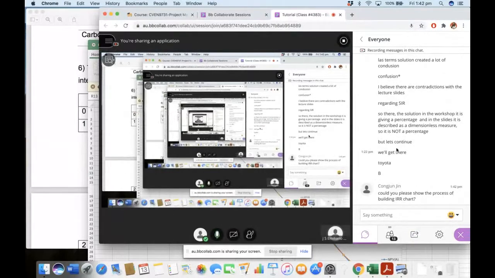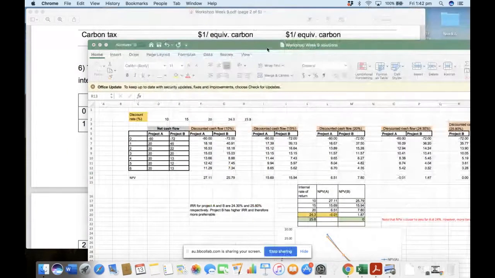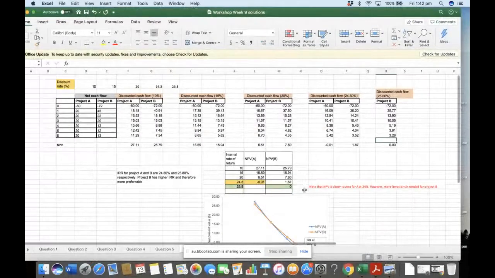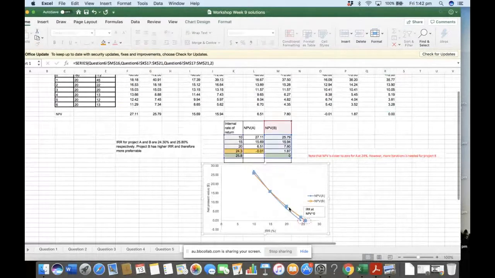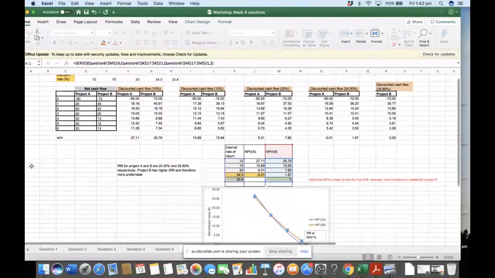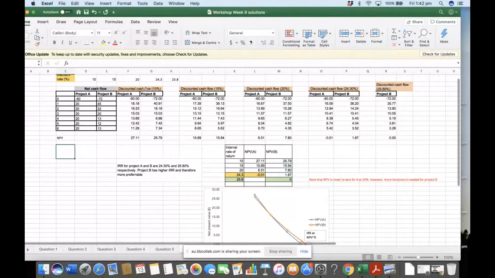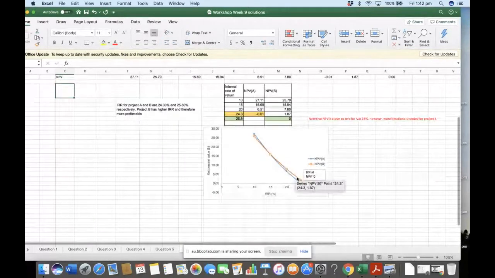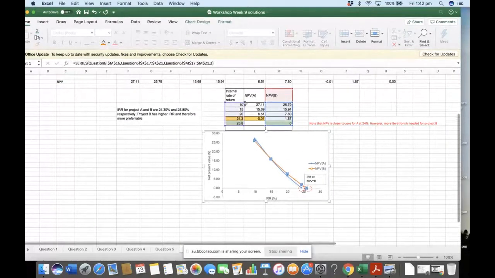Could you please show the process of building the IRR chart? Okay, hang on. So what you can do is, let me just click on here. For the first one, you can just select the discounted cash flow. I think it's not very organized here, but to build this, you just have your internal rate of return. So over here, this shouldn't be IRR, this should actually be discount rates. So you have your discount rates and you have your net present value.